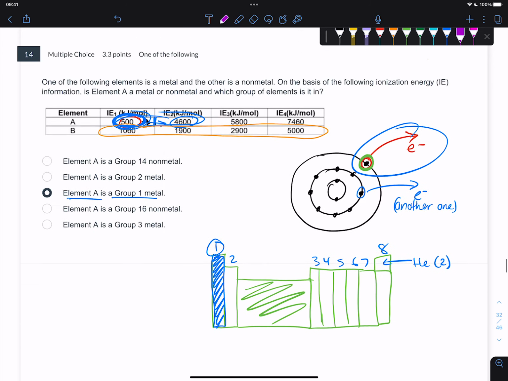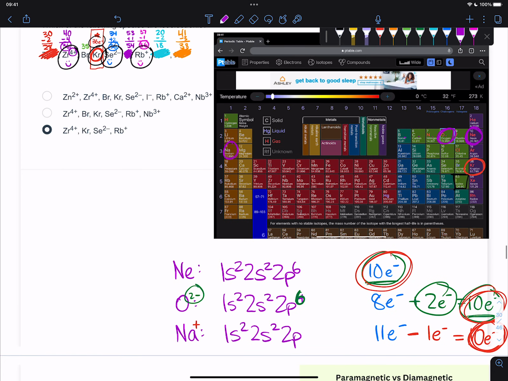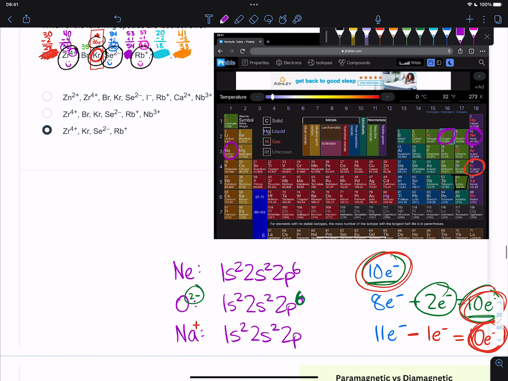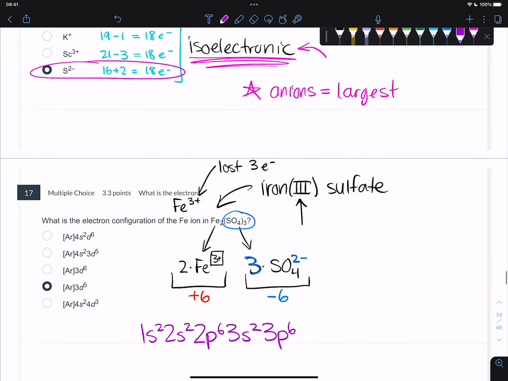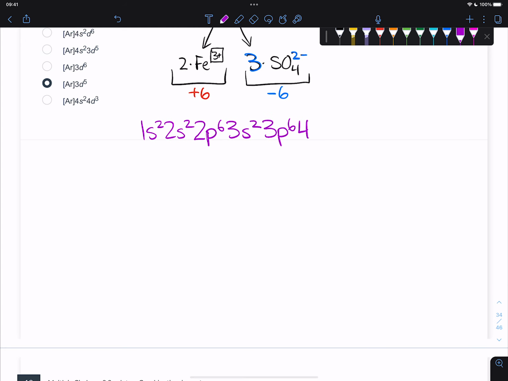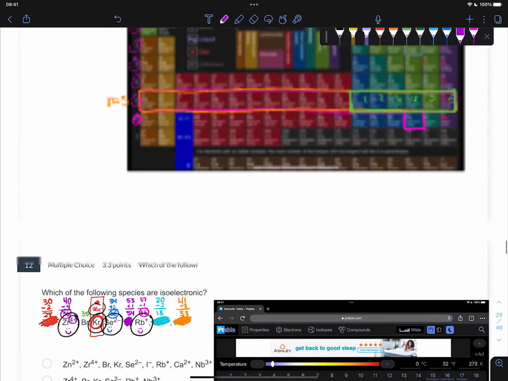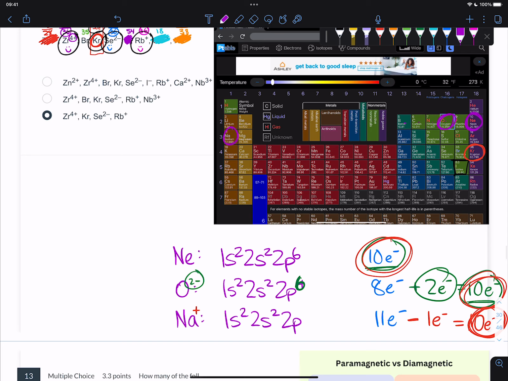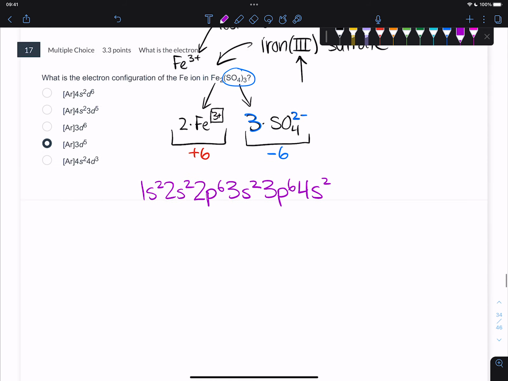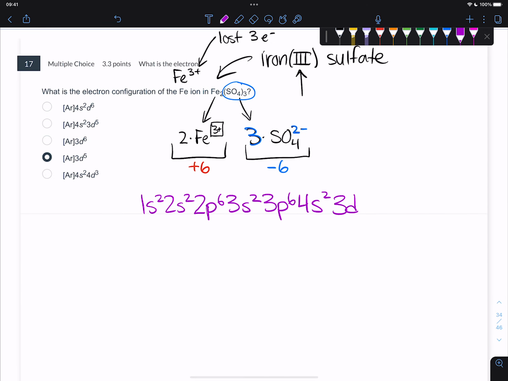Right now, I've gone all the way through 3p6, argon. Then we're going to jump down to 4s2, which gets us through, I believe, calcium. I should probably memorize the periodic table. There we go. Yeah, calcium. Then we go down to 3d. Finally, we're on the street that iron lives on.